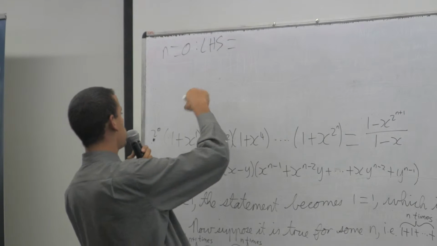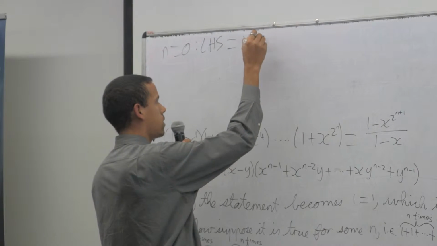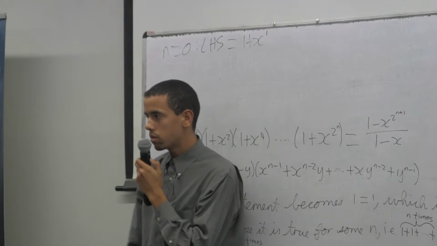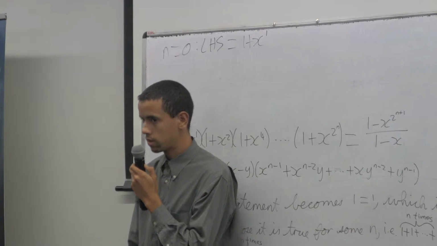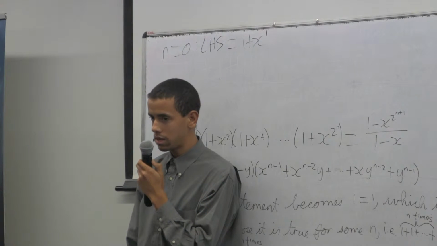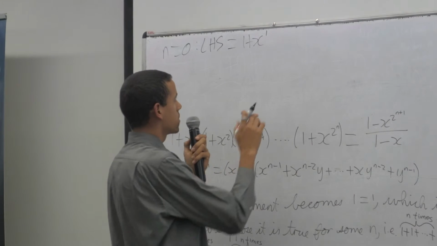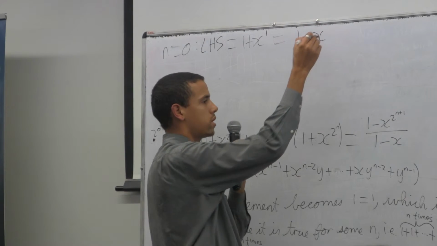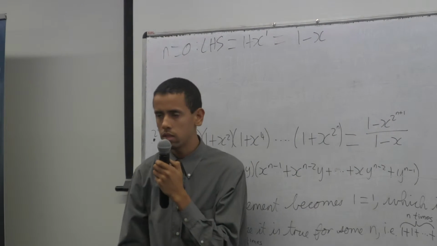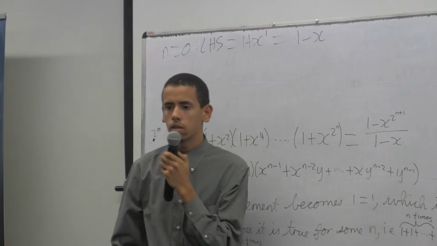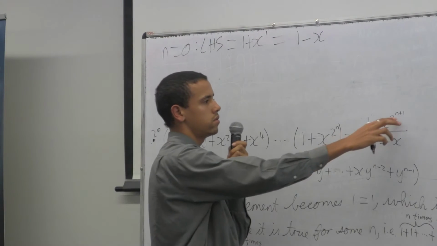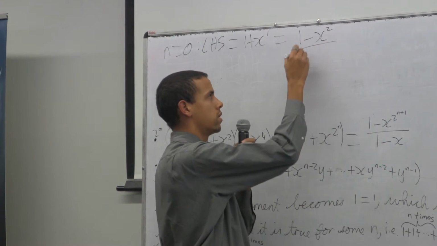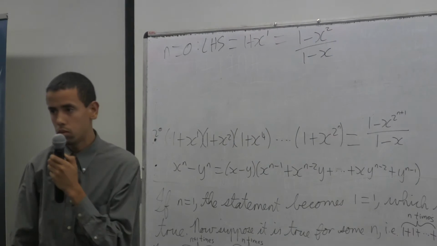So the left-hand side, when n is 0, is 1 plus x to the 1, and the last term is also 1 plus x to the 1, because 2 to the power of 0 is 1. So 1 plus x. On the right-hand side, we have 1 minus x to the power of, what's 2 to the n plus 1? That'll be 2 to the 1, because 0 plus 1 is 1, so that's 1 minus x squared over 1 minus x. Now, is that true?